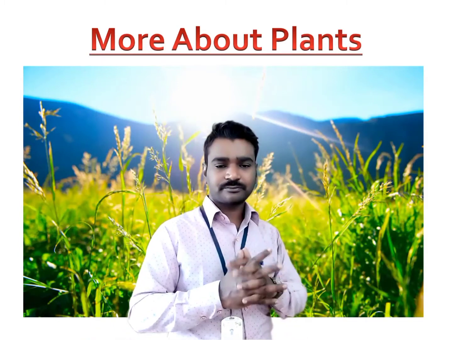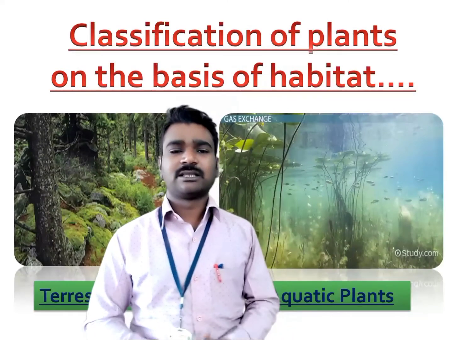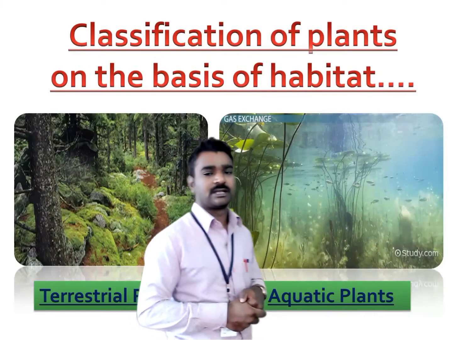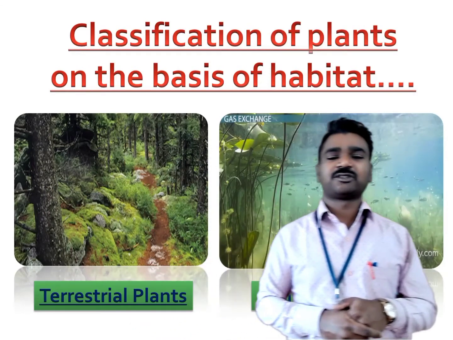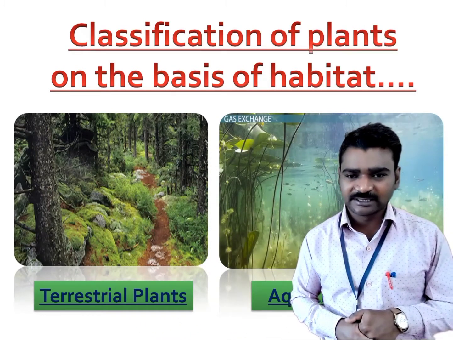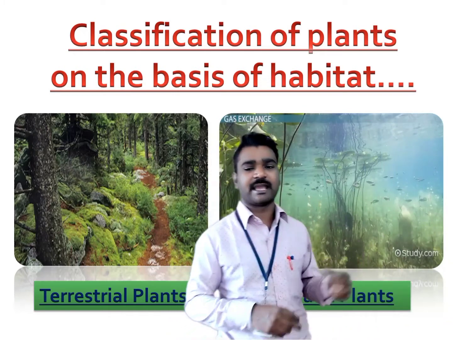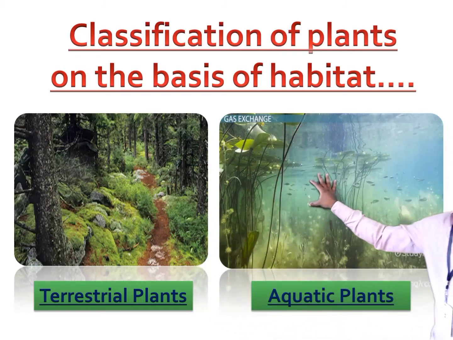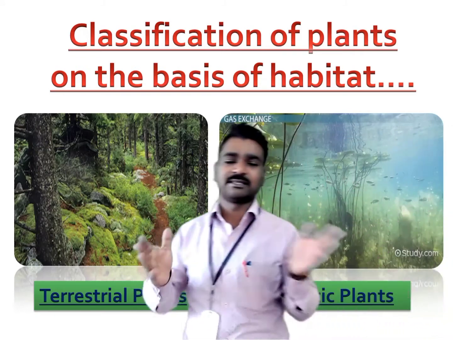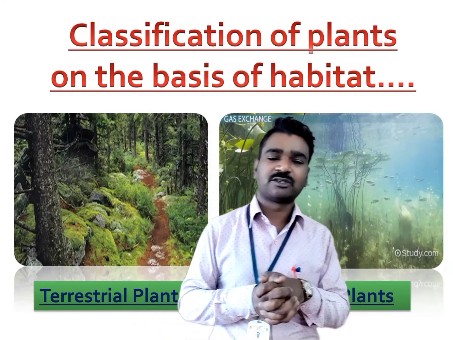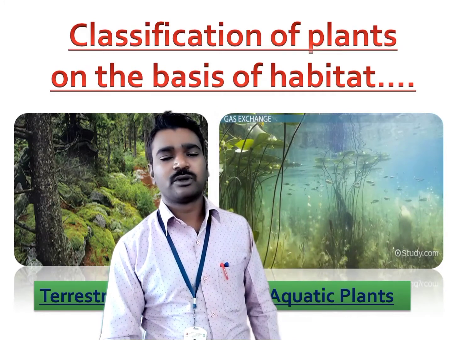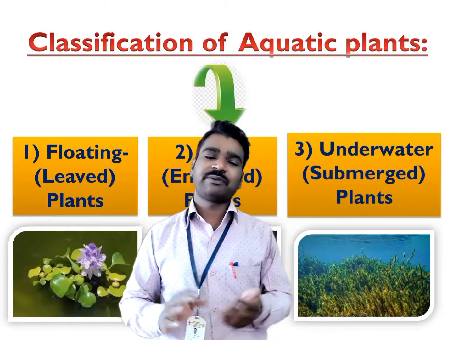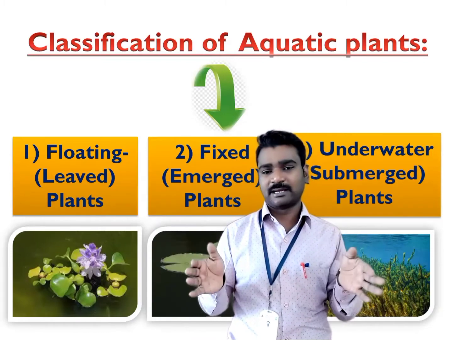Now, on that basis, the plants can be classified into two groups. The classification of the plants on the basis of the habitat is the terrestrial plants, as you can see at the back of me, and here are the aquatic plants. So terrestrial plants and aquatic plants, this is the classification of the plants on the basis of the habitat. Now, in this video, we are going to learn about the classification of the aquatic plants.